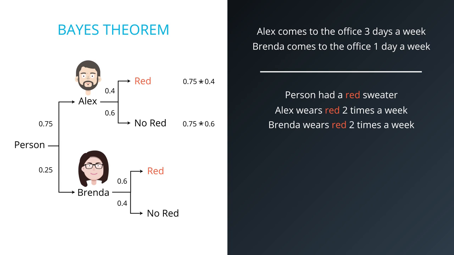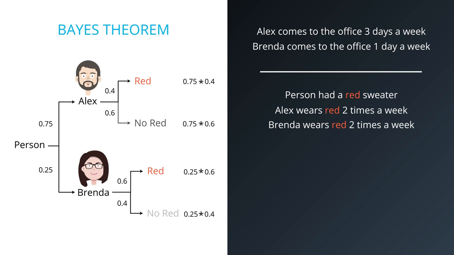The probability that the person we saw is Brenda and that she's wearing red is again the product of these probabilities, which is 0.25 times 0.6. And finally, the probability that the person we saw is Brenda and that she's not wearing red is 0.25 times 0.4. And now here's where the Bayesian magic happens. Are you ready? We have 4 possible scenarios, and you can check that these 4 probabilities add to 1. But we know one thing, that the person we saw was wearing red.